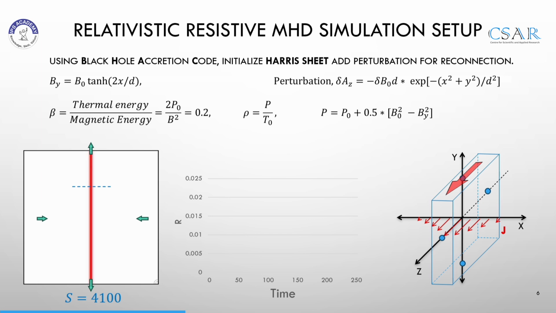Now this is on the XY plane, and that red one is the current sheet along Z direction. And this green arrow indicates the flow direction of the plasma. What we'll do is we plot the reconnection rate, how it varies with time. And this is for a particular Lundquist number, 4100.